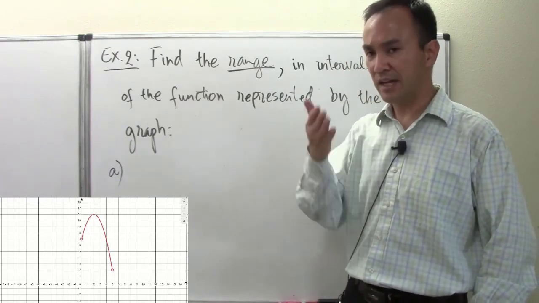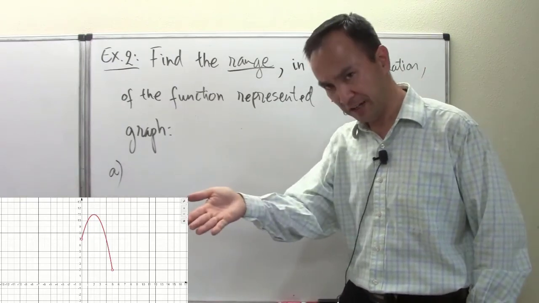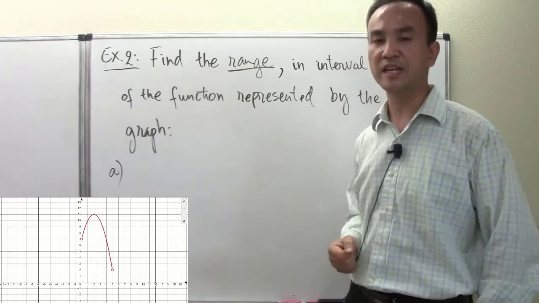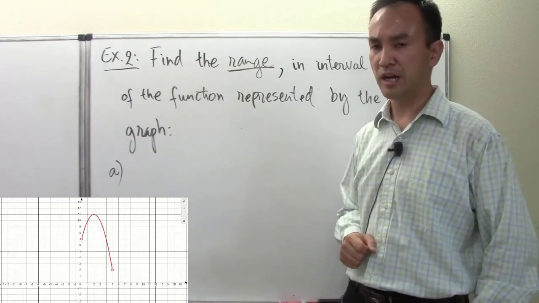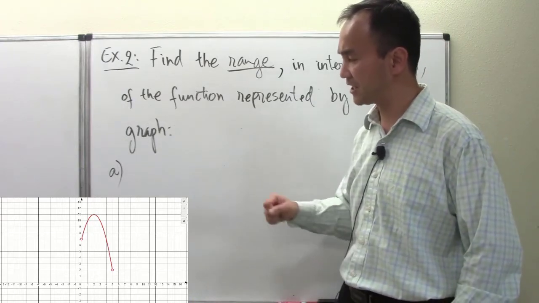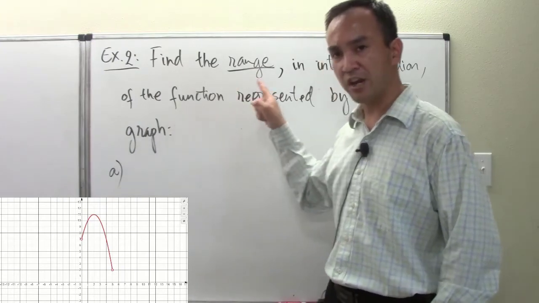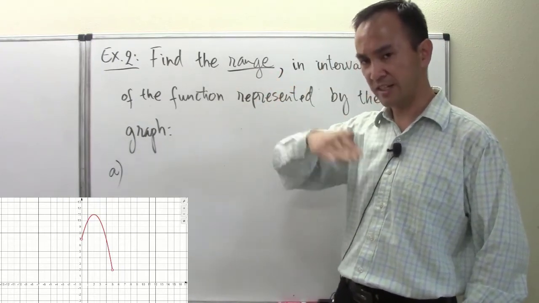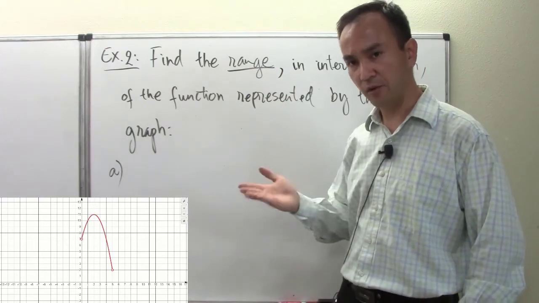So now let's say the function is already defined and it's given to us as a graphical representation, and that's what we see here as a graph. Okay, so now let's find the range and express the range in interval notation.